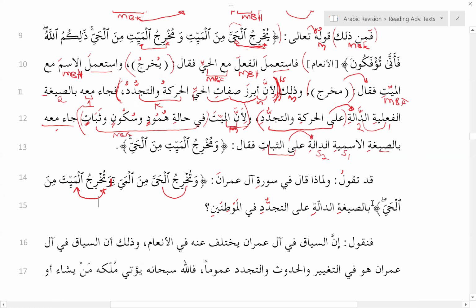So let's look at the i'rab. Again, the i'rab here is not so difficult. Qad, we've covered qad so many times. It means already if it comes with a madi; if it comes with a mudari', it means might. Here it comes with mudari', so it means you might say, or you could argue that. تقول is a فعل مضارع, and this is جملة فعلية here. The فاعل is أنت تقول. Whatever is in the brackets here is the مقول القول of تقول.